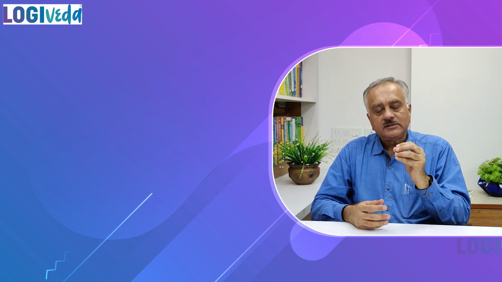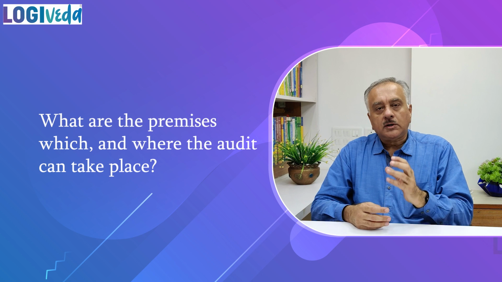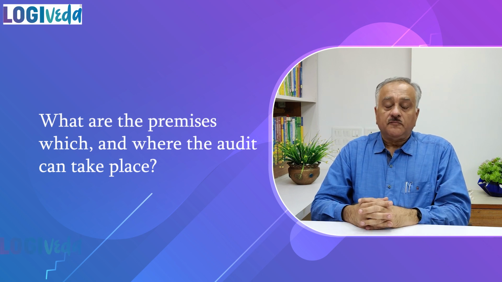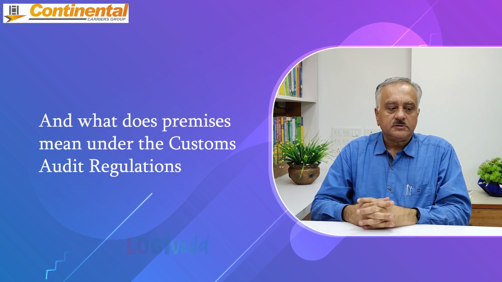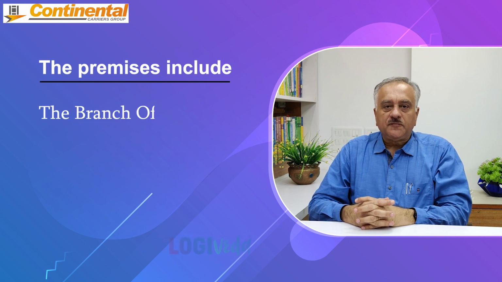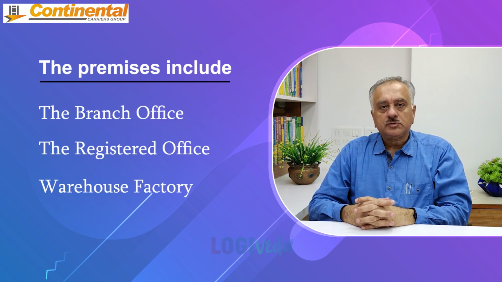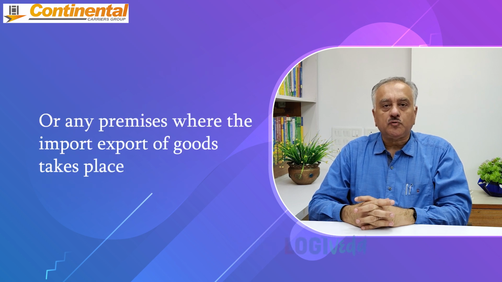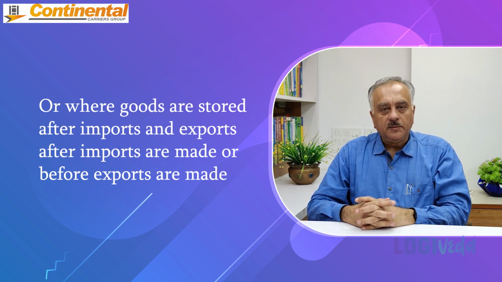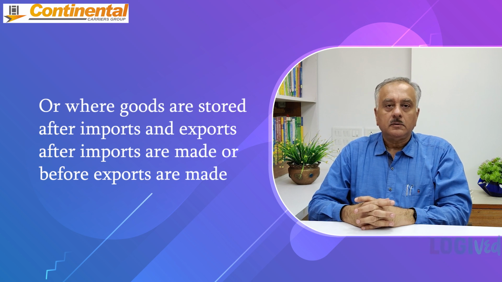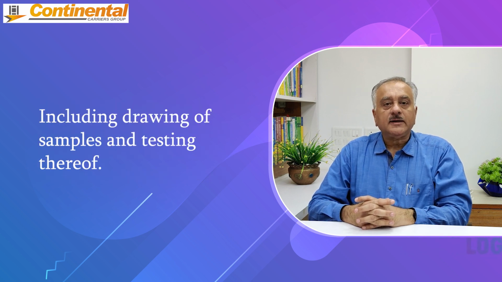And last but not least, the premises. What are the premises where the audit can take place? And what does premises mean under the Customs Audit Regulations? The premises include the branch office, the registered office, warehouse, factory, or any premises where the import and export of goods takes place, or where goods are stored after imports are made or before exports are made, including drawing of samples and testing thereof.